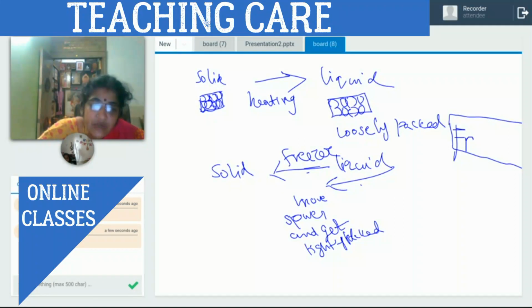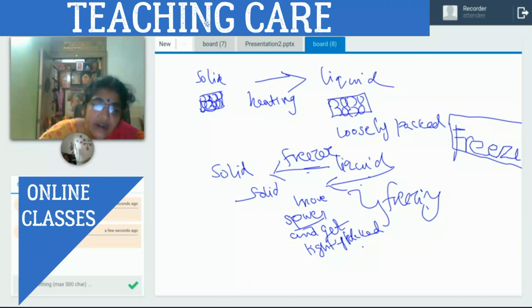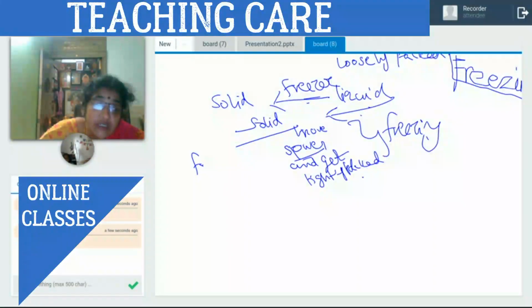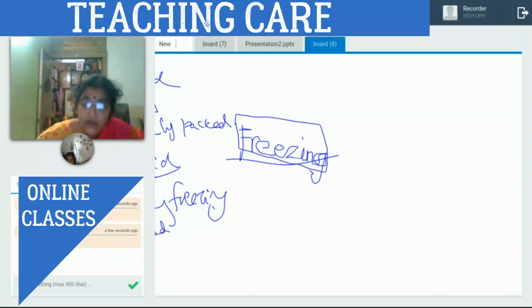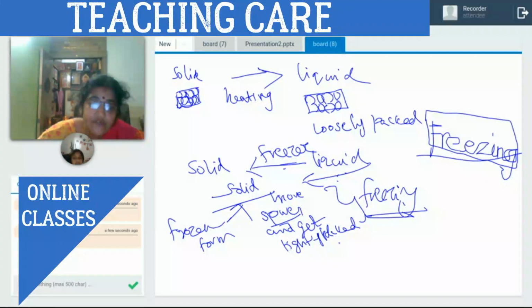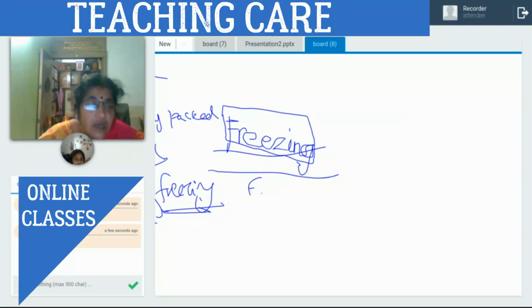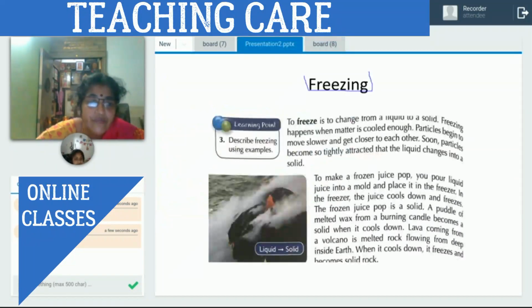That's what I'm telling. During freezing, what will happen? They will move slower and the particles get tightly packed. That process is called freezing. At that time, that liquid will change into solid, right? So it can be told as frozen form. Frozen form is solid. During freezing, that liquid changes to frozen form, that is solid. Right? Are you clear? Yeah.